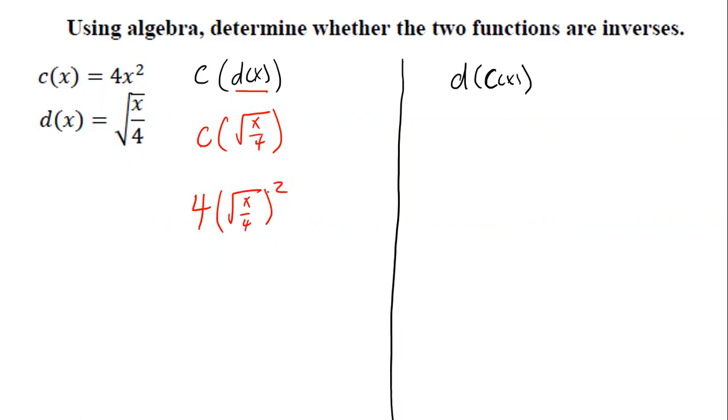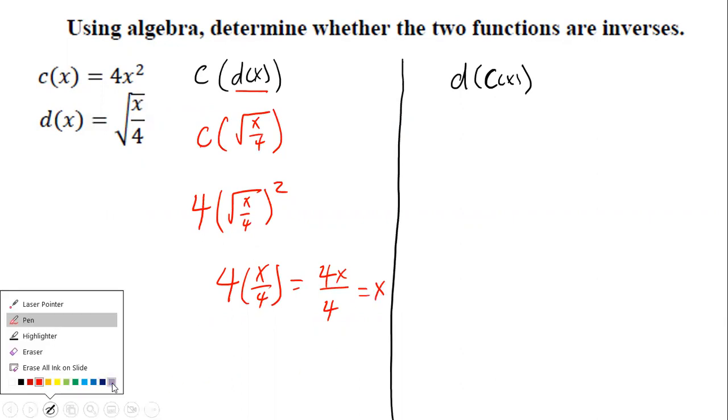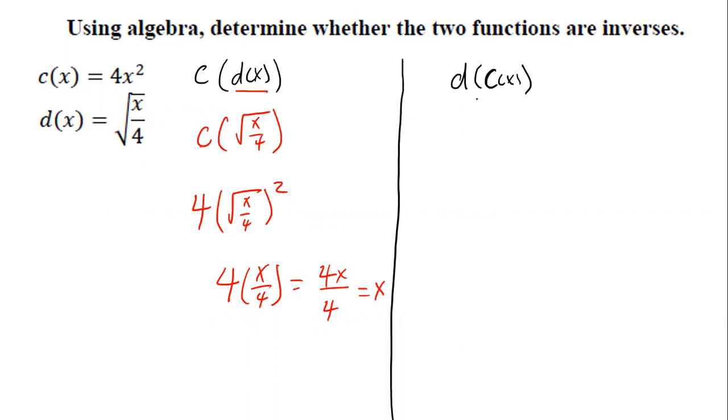When you square the root, it's going to set everything in the root free. So we end up with 4 times x over 4, which equals 4x over 4, which equals x. Now we're going to do this side. So we have d composed of c of x. So c of x is 4x squared. We're going to substitute it in. So we have the square root of 4x squared over 4.